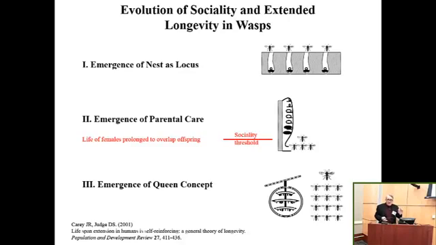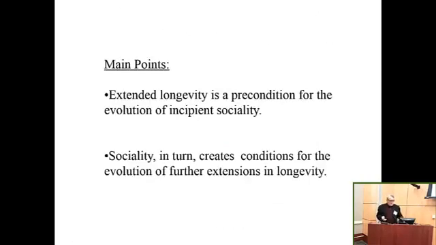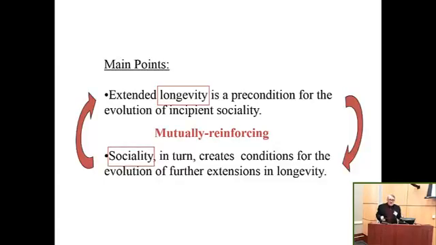So one of the take-away messages here is that extended longevity was a precondition for the evolution of sociality. So that set the stage. Extended longevity is a precondition for the evolution of incipient sociality, but sociality, in turn, creates conditions for the evolution of further extension of longevity. So now you have a division of labor, you have a nest, you can have some that guard the nest and others that go forage and so forth. And so you get a feedback loop where greater longevity sets the stage for greater sociality, which in turn sets the stage for greater longevity and so forth. That's how it works. Okay.